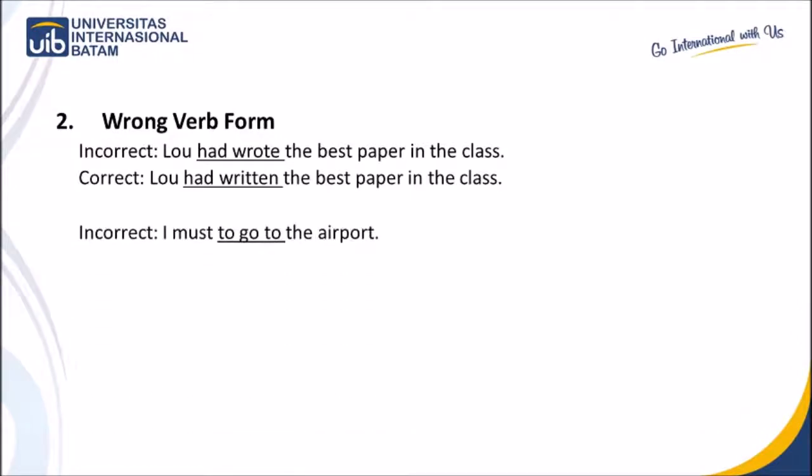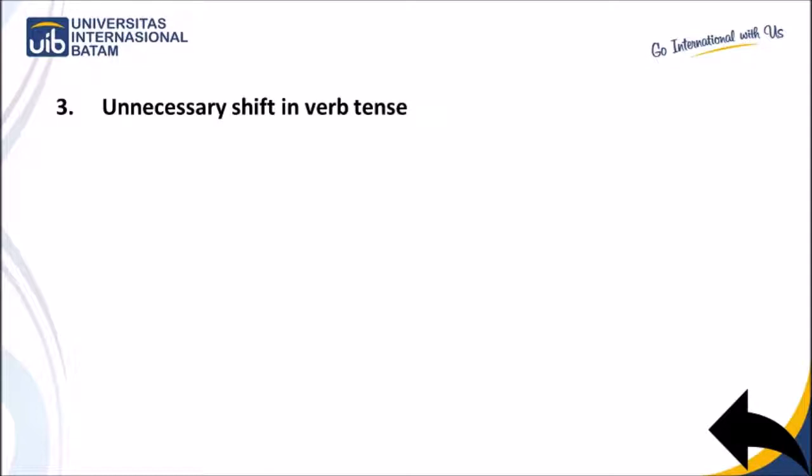And another example, "I must to go to the airport." To plus verb 1 is wrong in the sentence. The verbs that follow modals must be in the verb 1. So the examples of modals are must, can, should, will, and etc. So the correct sentence is "I must go to the airport." So modal verb plus verb 1. So, I must go.